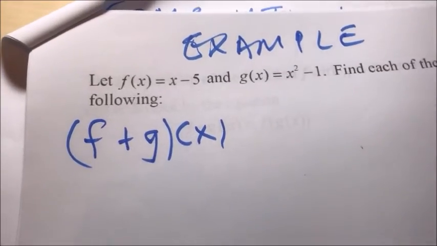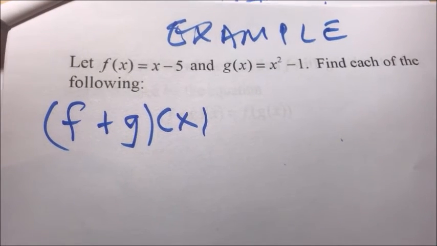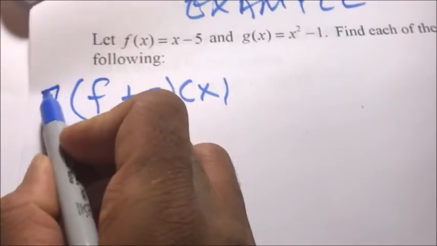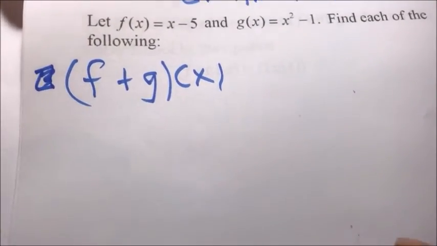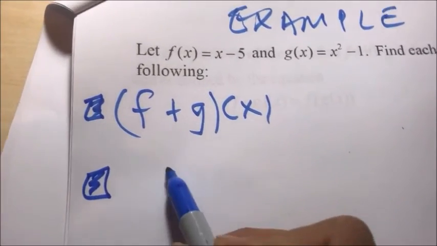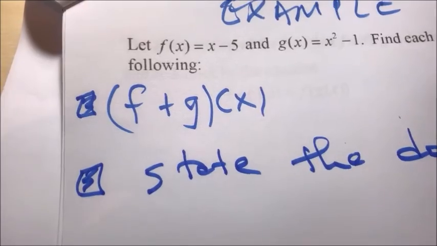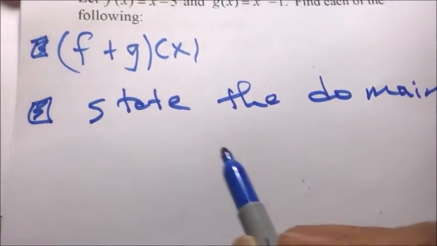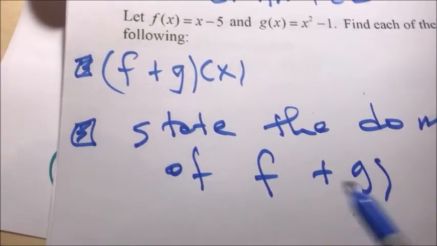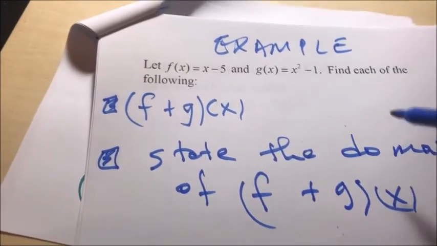So again, we have f of x equals x minus 5, g of x equals x squared minus 1. And we want you to find f plus g of x. We want you to also now state the domain. State the domain of f plus g of x. Okay, so this is your turn.